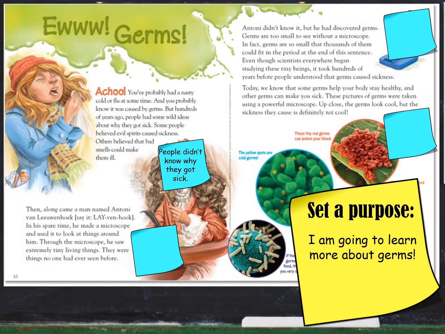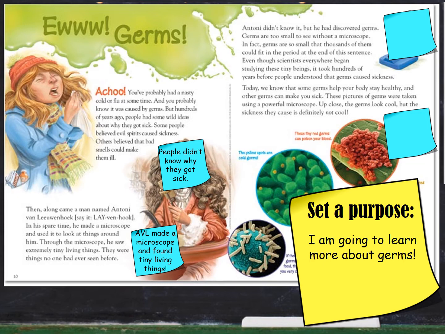Let's move on. Then along came a man named Antony van Leeuwenhoek. In his spare time, he made a microscope and used it to look at things around him. Through the microscope, he saw extremely tiny living things. They were things no one had ever seen before. Oh, that's really interesting. In his spare time, he just made a microscope. What was this paragraph mostly about? I know. AVL, that stands for Antony van Leeuwenhoek, made a microscope and found tiny living things. Now I'm ready to move on.